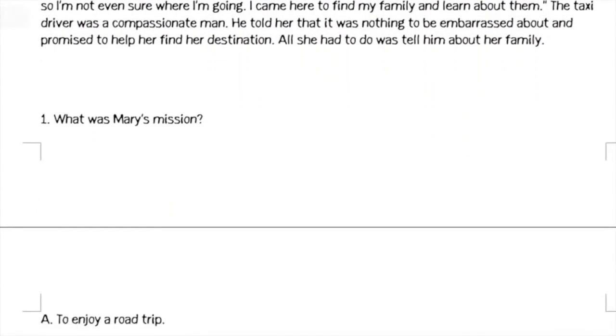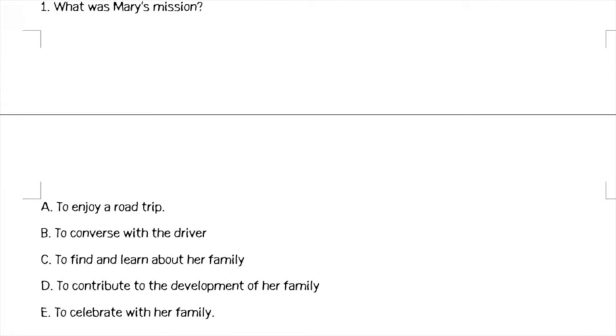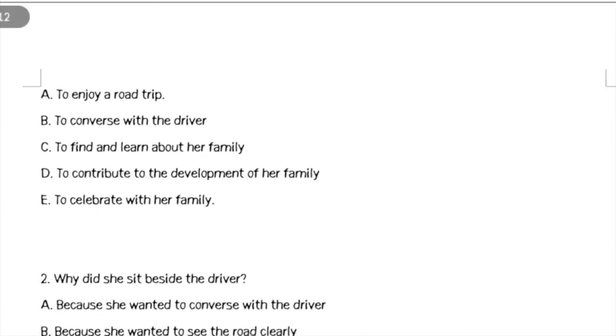Now come to the options. A. To enjoy a road trip. B. To converse with the driver. C. To find and learn about her family. D. To contribute to the development of her family. E. To celebrate with her family. Remember the conversation she had with the driver? She wanted to find and learn about her family. So the first answer is C. To find and learn about her family.